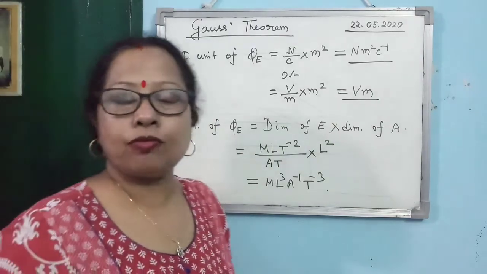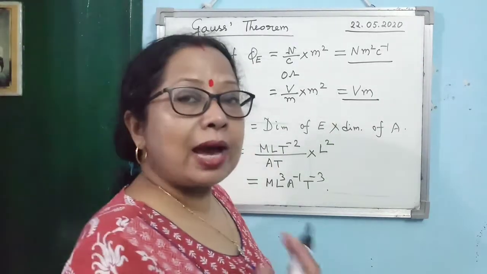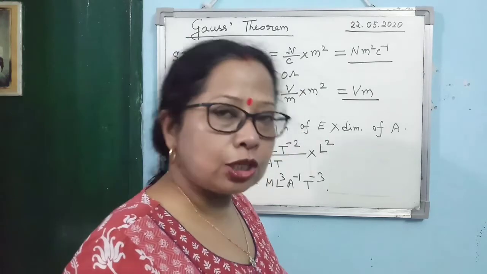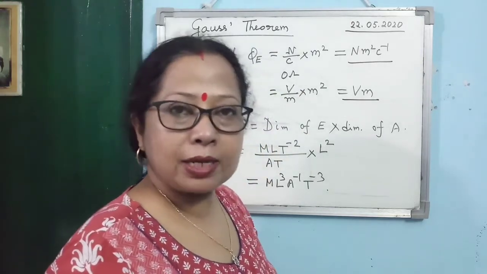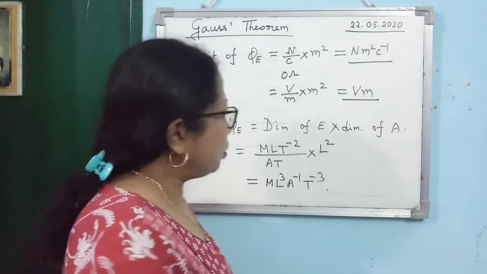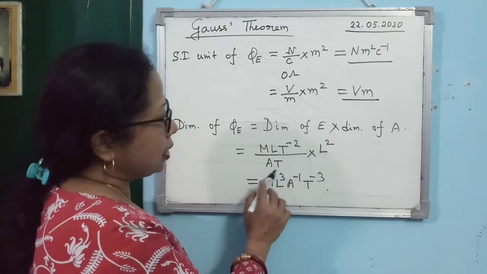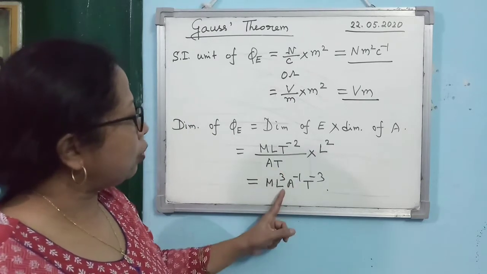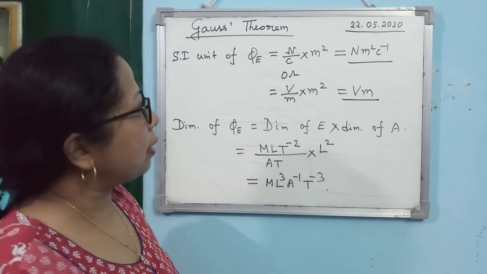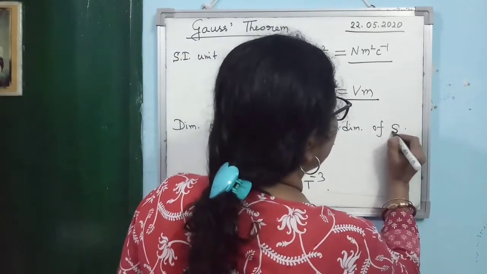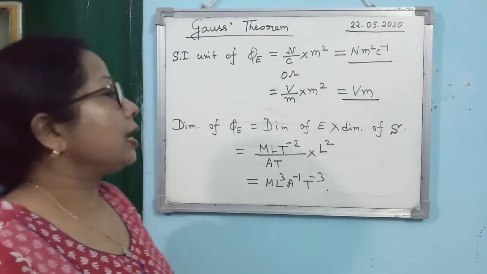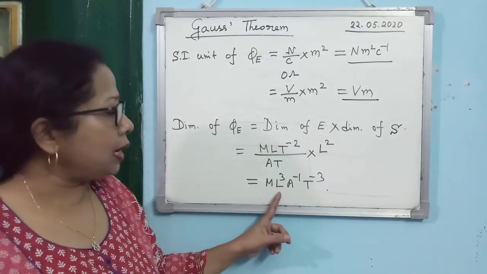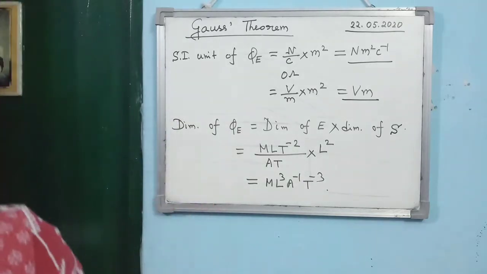Then, what is the dimension of phi E? If phi E is E into A cos theta, cos theta has no dimension. So what is the dimension of E? Dimension of F by dimension of Q. The dimension of F is M L T to the power minus 2. The dimension of Q is A into T. So the dimension of E is M L T to the power minus 2 by A into T. Then the dimension of area is L square. So you get M L cube T to the power minus 3 A to the power minus 1. Is that clear? Here I should write the dimension of S, because I have represented the area vector by S, not A, in the previous one. So the dimension of phi E is M L cube A to the power minus 1 T to the power minus 3.